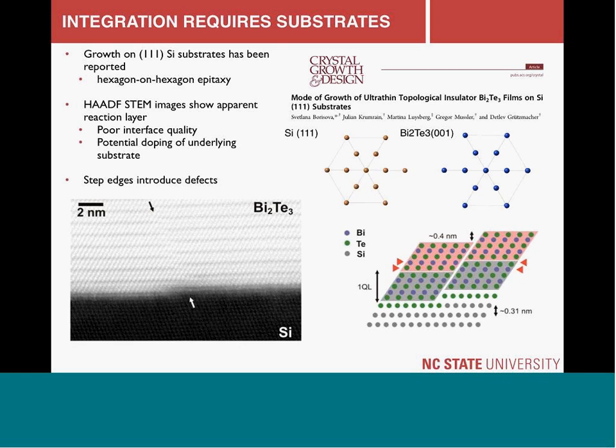Now, the problem is that with ADF STEM imaging, you see sort of a reaction layer there at the interface. That's not an abrupt interface. You see how the smear is. That means that some bismuth or tellurium have probably moved into the silicon, which has the potential to cause problems when you're talking about doping of the silicon substrate. You're changing the local chemistry across that interface, all right?